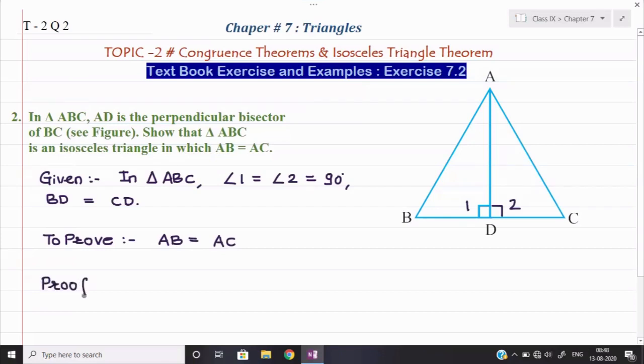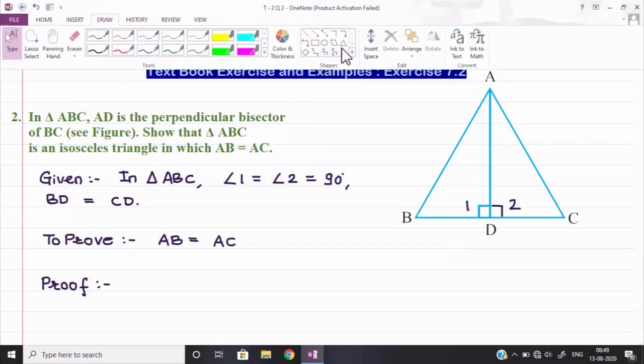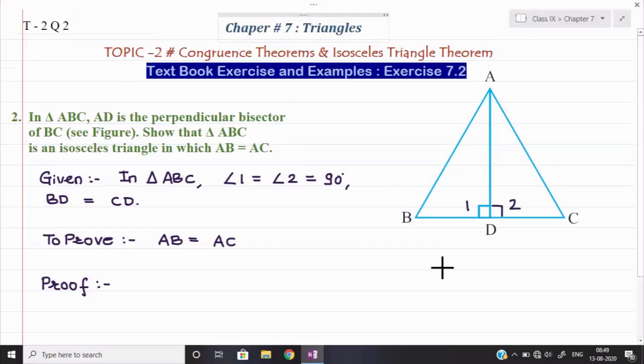Now for the proof, as you know that since we are studying the types of congruent triangles, here definitely we need to show two triangles are congruent. When two triangles become congruent, their remaining corresponding parts will also be equal. So one of the remaining corresponding parts will be AB and AC, and that will be equal because the triangles are congruent. So first of all I will draw the two triangles to show you how they are congruent.